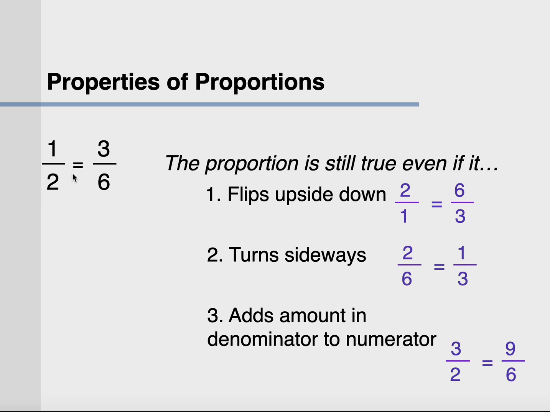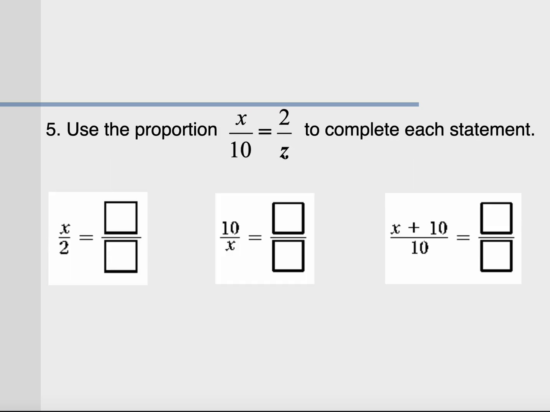So if I take the denominator, the 2, and add it to the 1, if I take the 6 and add it to the 3, I have 3 over 2 equals 9 over 6. If you simplify 9 over 6 by dividing by 3 over 3, it matches the 3 over 2. It's still a true proportion. So see if you could use that set of properties to fill in the blanks in number 5.